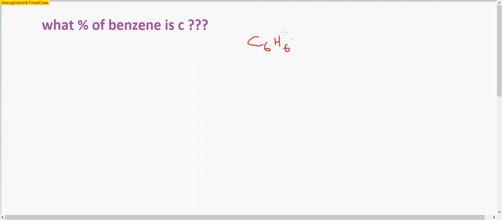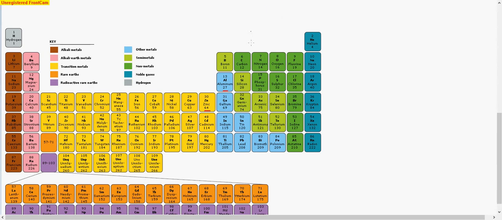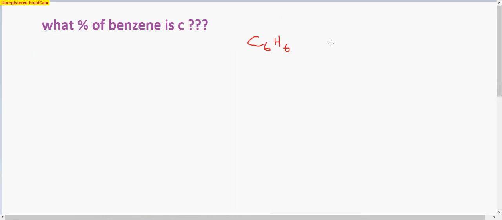First of all, we need to find the mass of the 6 carbons in benzene. What is the atomic mass of carbon? The atomic mass of carbon is 12. What is 6 into 12? It is 72, right? 72. That is the atomic mass of C6.